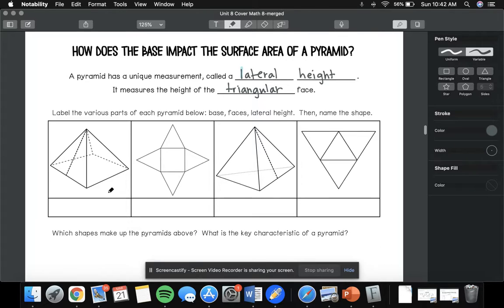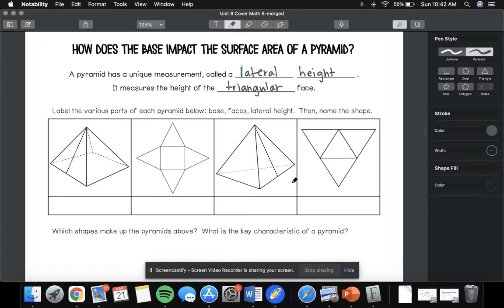So we have these four different pyramids, and we are just going to label each part of it and then talk about what type of pyramid it would be. First, what would the base be? Again, the base is kind of like your bottom. So the base would be this bottom right here, and the bottom right here, and the bottom right in the middle.